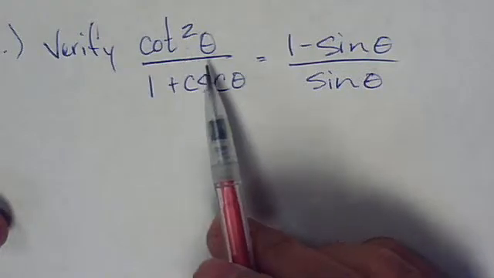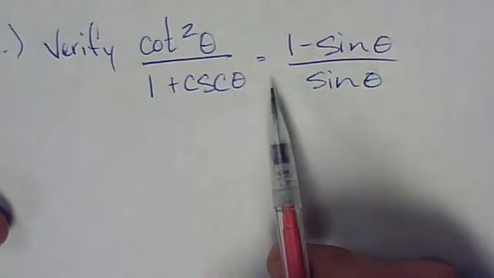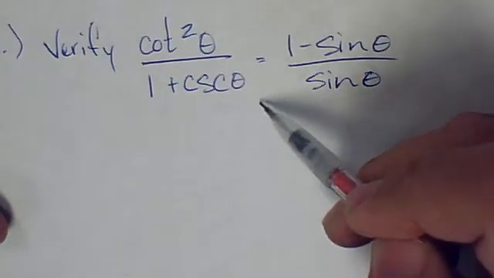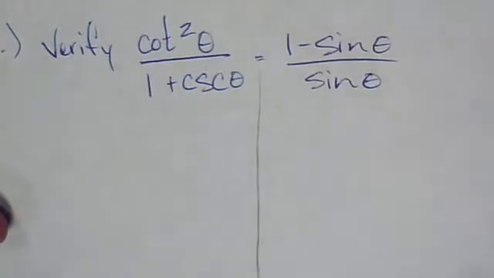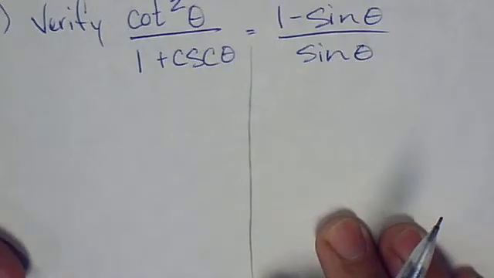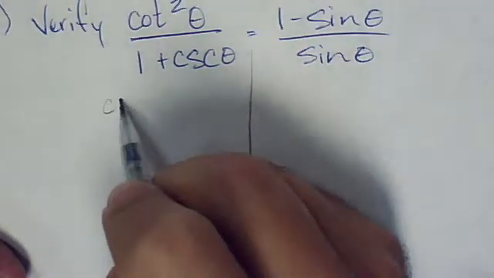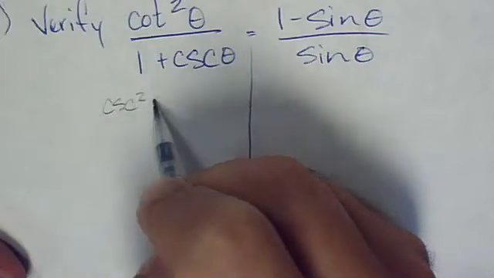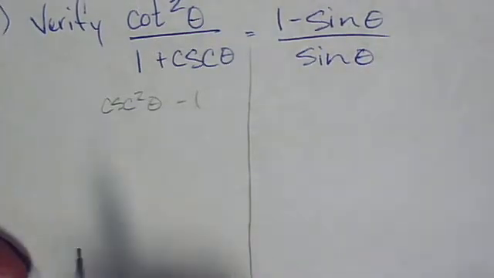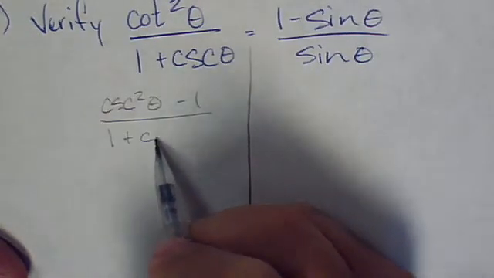Let's verify cotangent squared theta over 1 plus cosecant theta equals 1 minus sine theta over sine theta. So I'm going to divide those in half. Cotangent squared, I'm going to rewrite that as cosecant squared theta minus 1. That was one of your Pythagorean identities from yesterday. And we'll put that over 1 plus cosecant.